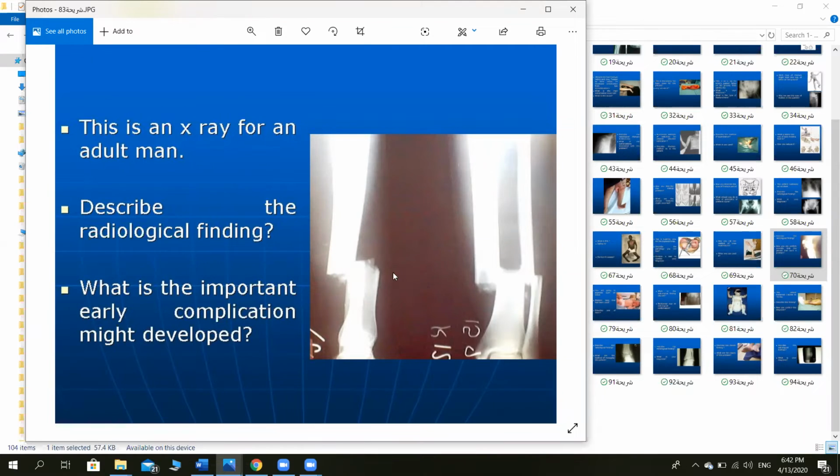You can see there is a transverse fracture in both tibia and fibula in the distal third of the leg, displaced and overlapping. The fracture we can name as posterior displacement, because the distal segment is displaced backward regarding the leg.